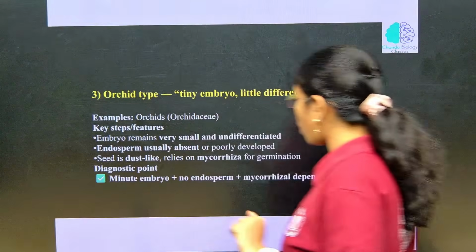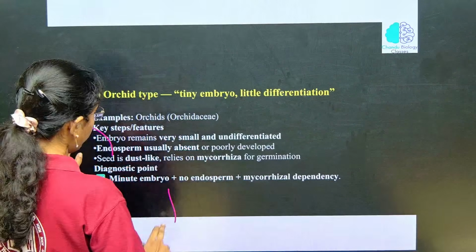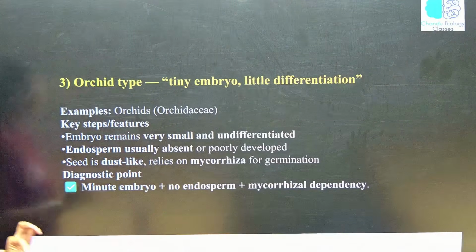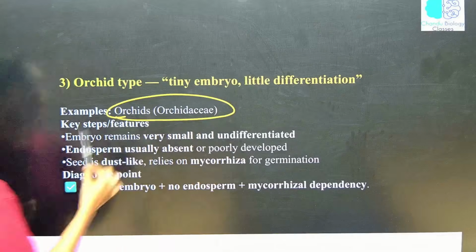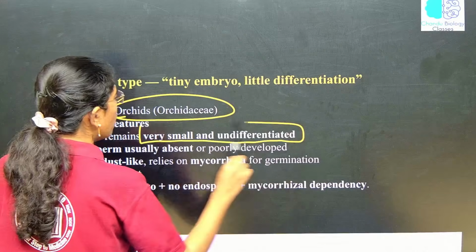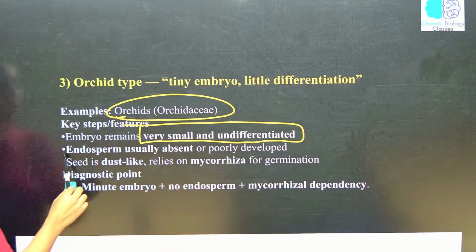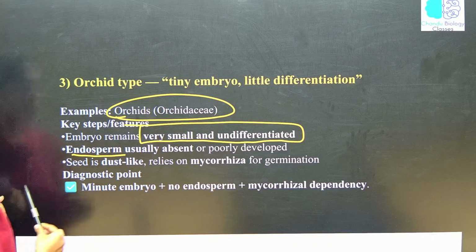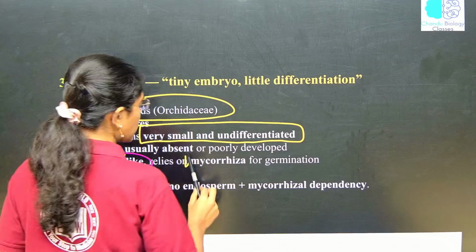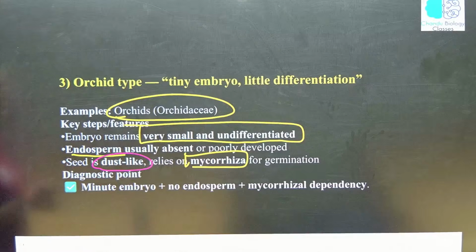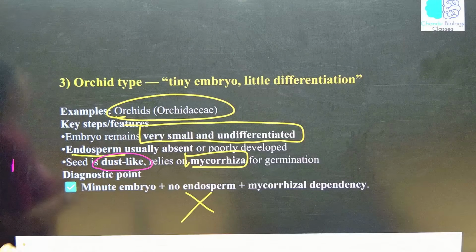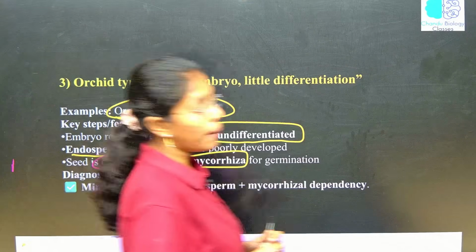Next is the orchid type of monocot embryogeny, where a tiny embryo is seen with little differentiation. Examples: orchids, Orchidaceae family. Embryo remains very small and undifferentiated. Endosperm is usually absent or poorly developed. Seed is dust-like, which relies on mycorrhiza, fungal associations, for germination. Very minute embryo and no endosperm, and the germination of the embryo is dependent on mycorrhiza.